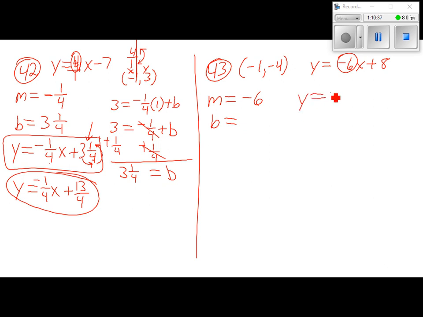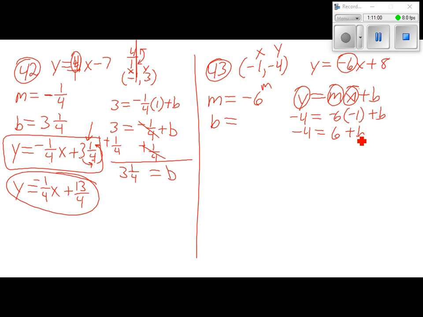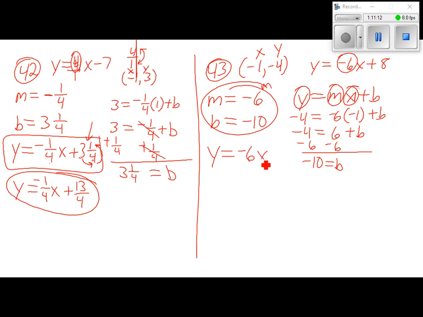And to find the b, we do the same thing. Y equals mx plus b. We're going to plug in for y, we're going to plug in for m, we're going to plug in for x. This is our x, that's our y, this is our m. So -4 equals -6 times x, which is -1, plus b. That's -4 equals 6 plus b. Subtract 6 on both sides. We end up with b equals -10. And we just take this information and write our equation. Y equals -6x minus 10.